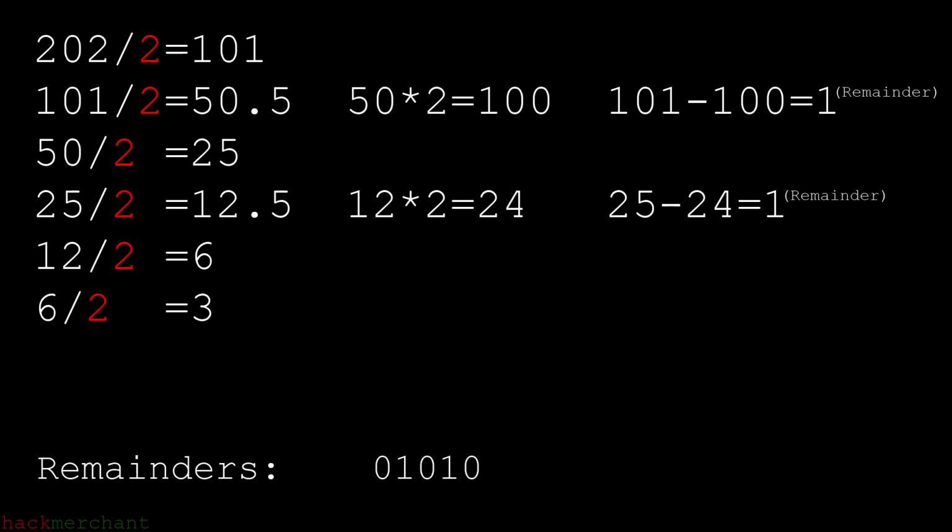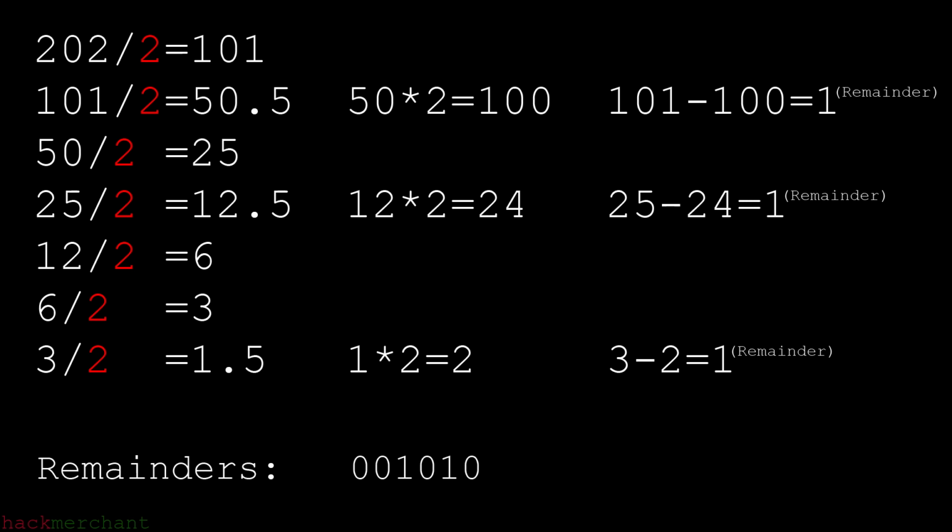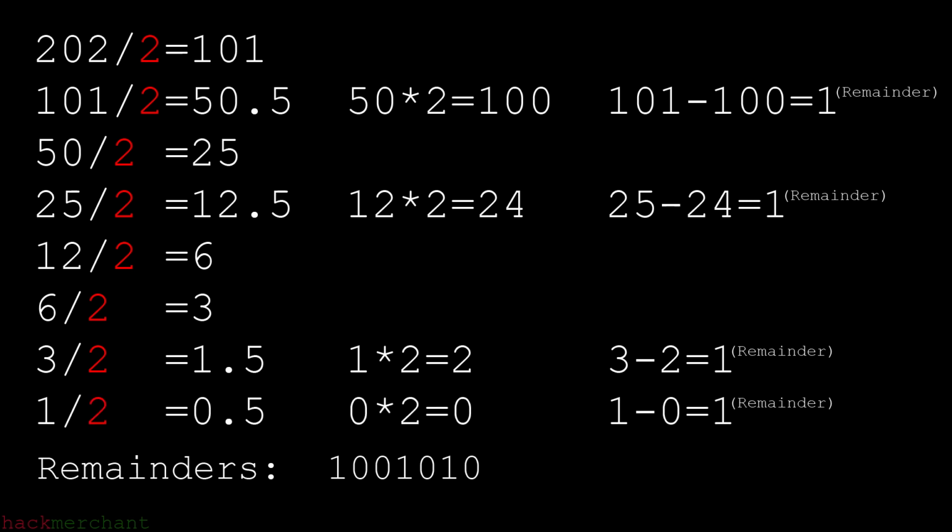Next, we divide 6 by 2. The result is 3, so again, there's no remainder here. That's why we can write down 0 as a remainder. Then we divide 3 by 2. The result is 1.5, so the remainder here is 1. So we can write down 1 as a remainder. Then we divide 1, not 1.5, by 2. The result is 0.5, so the remainder here is 1. That's why we can write down 1 as a remainder. And now, since our quotient reached 0, we can stop here. And what we see from what we've written down is our decimal number converted to a binary number.